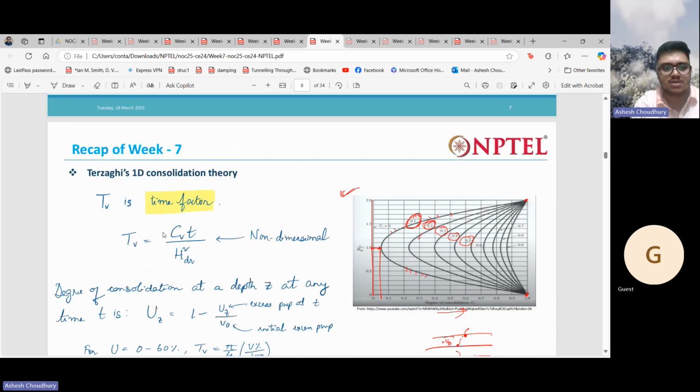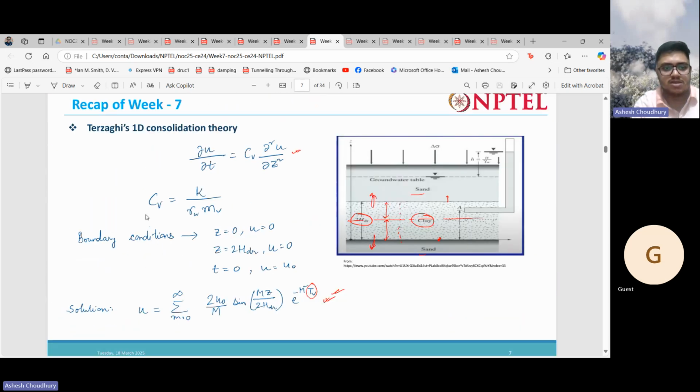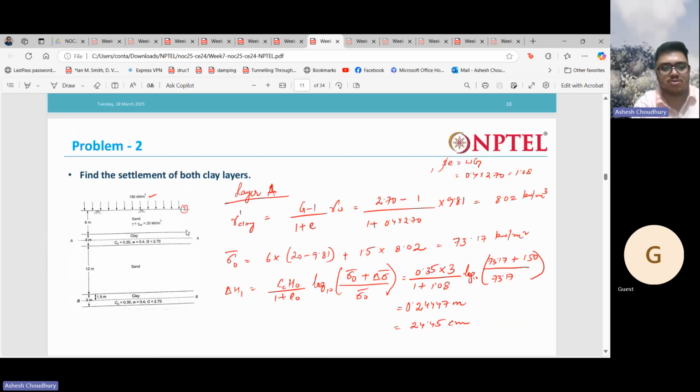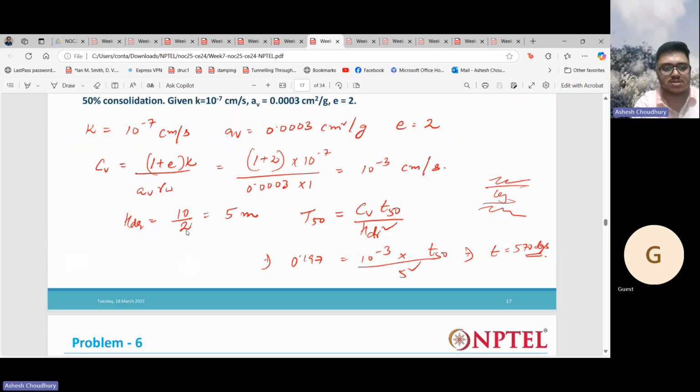This Cv is the coefficient of consolidation. So Cv is a material property, right? Soil property, type of soil. It depends upon the permeability of the soil and the coefficient of volume compressibility. Okay, that is a material property, Cv, coefficient of consolidation. So how to calculate the Cv, all those things.